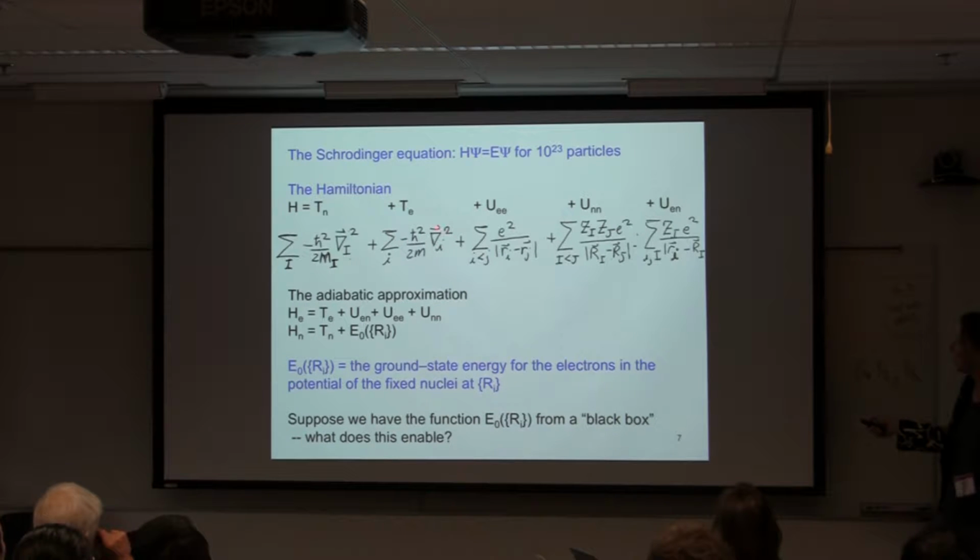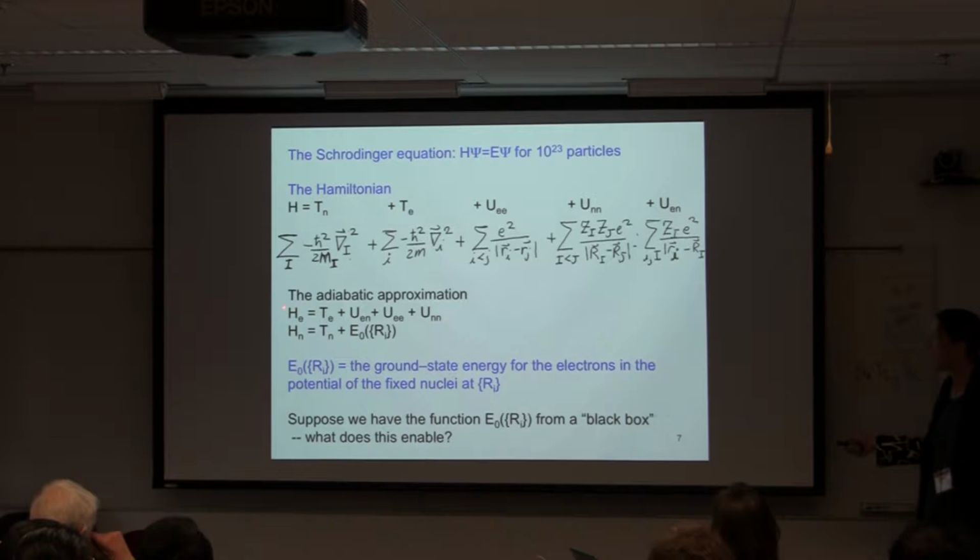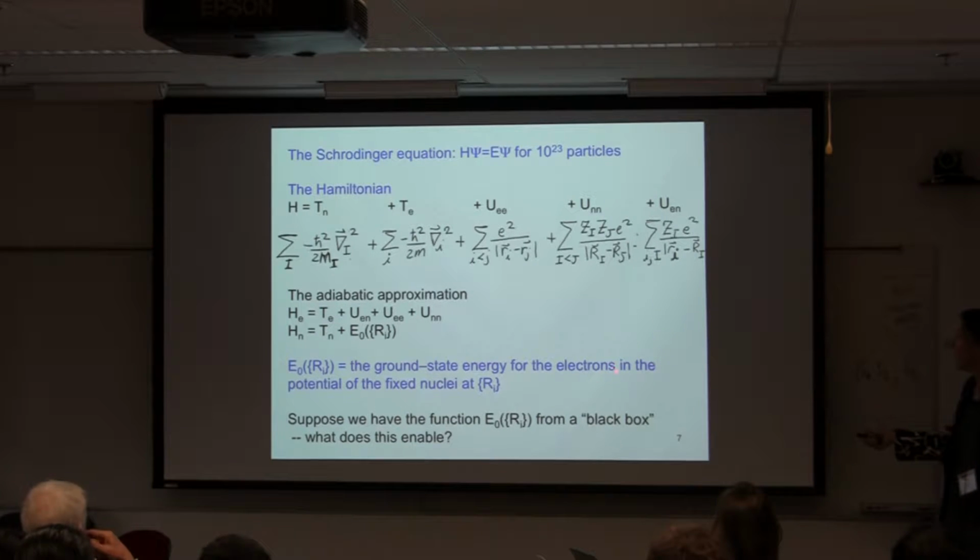The Hamiltonian for the interacting electrons and nuclei has kinetic energy terms for the nuclei and electrons, and then Coulomb interaction terms. The Hamiltonian itself is very simple. And then the first step is the adiabatic approximation, where we break the Hamiltonian into two steps. We have an electron system with electron kinetic energy and interaction terms, and then a nuclear Hamiltonian where the nuclei move in an effective potential given by finding the ground state energy for the electrons in the potential of the fixed nuclei at given R.